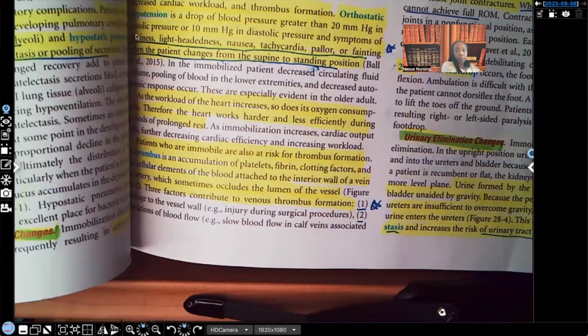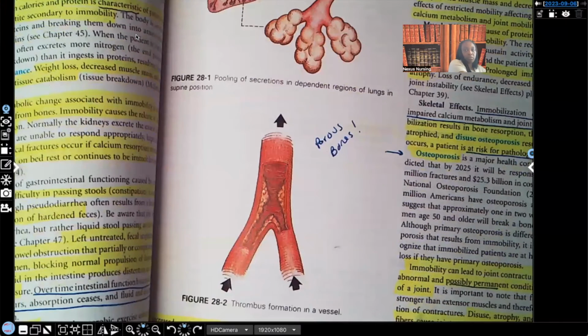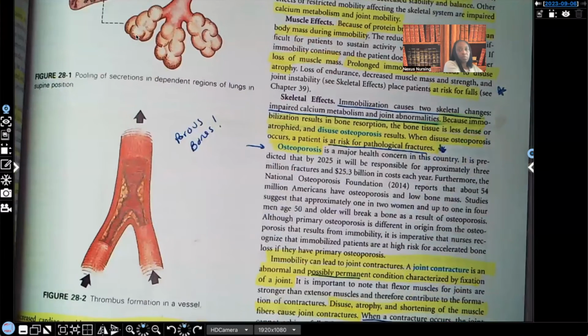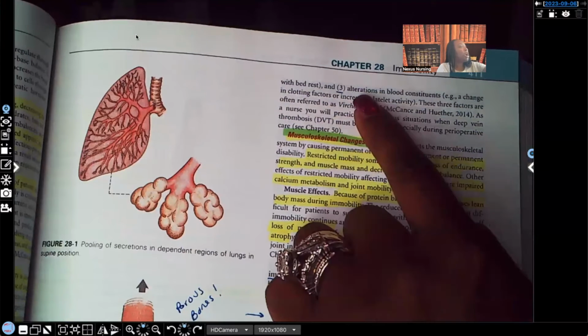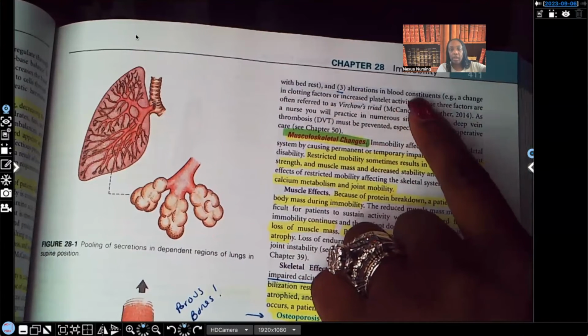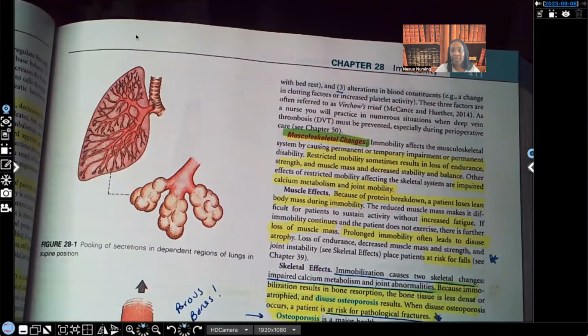Number 3, there's number 3 up here. It says alterations in blood constituents, such as a change in clotting factors. Maybe the patient doesn't have enough clotting factors. Maybe they've got, excuse me, let me back that up. I said maybe the patient doesn't have enough clotting factors. That's the opposite. Maybe they have too many clotting factors, because it's too many clotting factors that will make a thrombus. If they didn't have enough, they'd actually be bleeding. So let me make that correction. Maybe the patient has too many clotting factors. Maybe they have too many platelets, because increased platelet activity will increase your risk for clots, right? So make sure you know those 3.